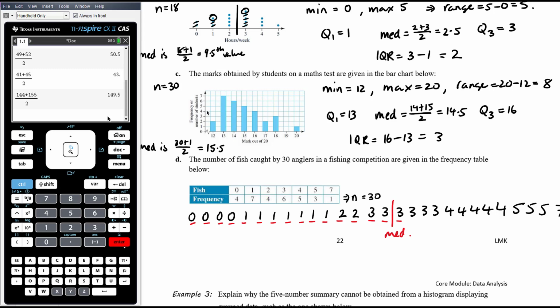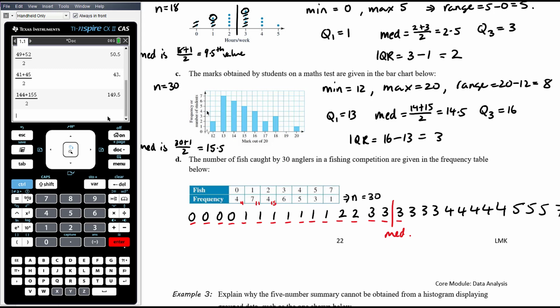However, we should be able to do it by gradually adding up the frequency. Okay, so if we cumulatively add it up, 4 plus 7 is 11, plus another 4, that's 15. Okay, so that tells us that the 15th piece of data is a 2. And that means that the 16th piece of data is a 3. So halfway between 2 and 3. Hang on, I've got my data wrong here. I haven't got enough 2s in my list.